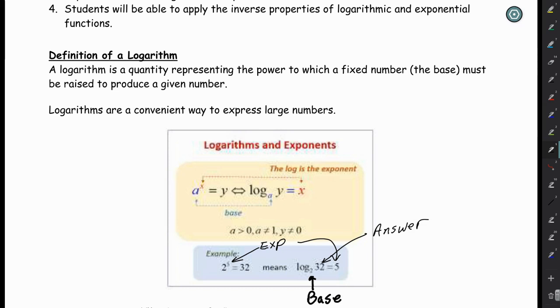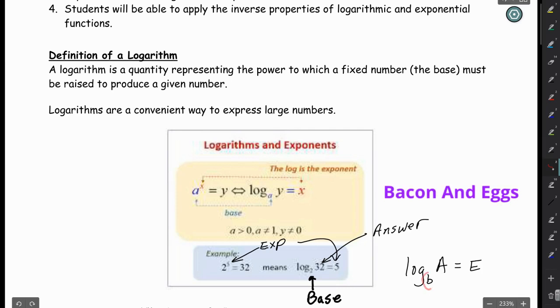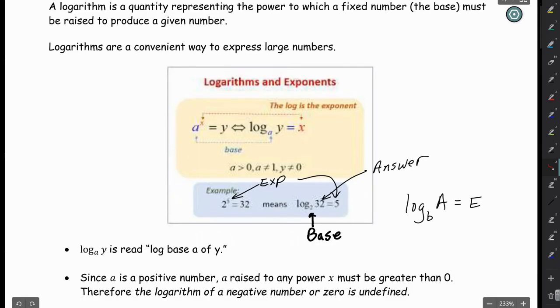So we have a base, an answer, and an exponent. Base, answer, exponent. I like to say bacon and eggs. Base, answer, exponent. Bacon and eggs. That's a way to remember it. And it's read log base A of y, or in this case, log base B of A equals E.